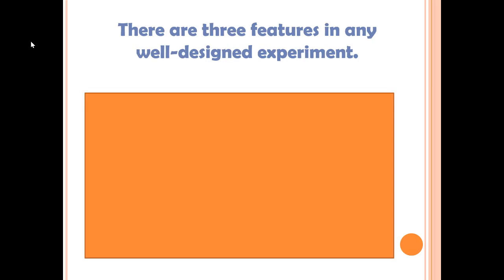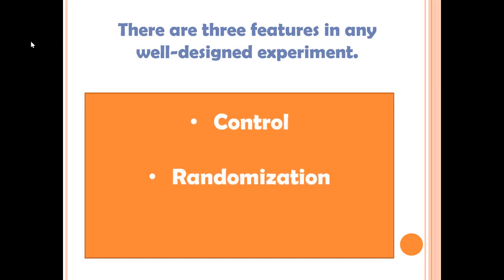So we always want to maintain 3 features in any well-designed experiment. Those 3 features are control, randomization, and replication. So we're going to talk about these in order. We'll start with control.